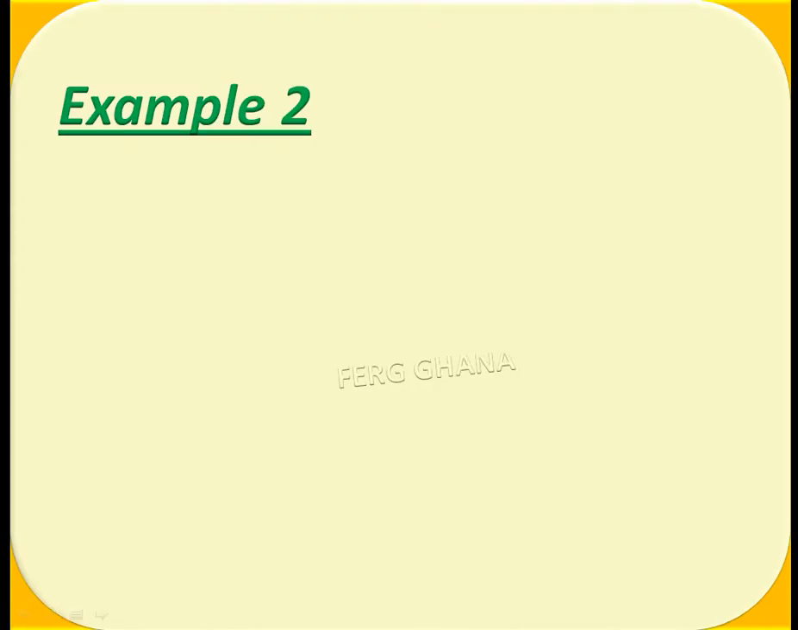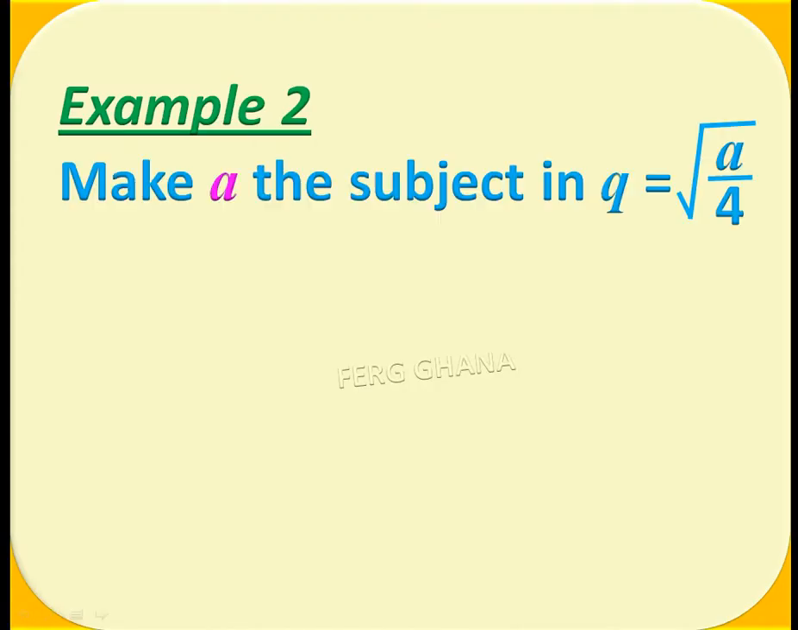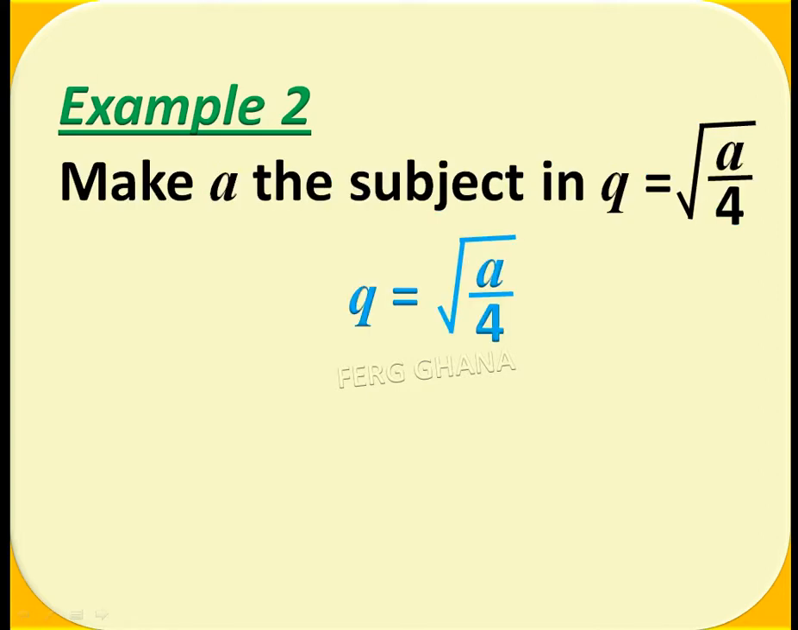Example 2. Make a the subject in Q equals the square root of a over 4. Q equals the square root of a over 4. By the law of inverse, we have to remove the square root by squaring both sides.